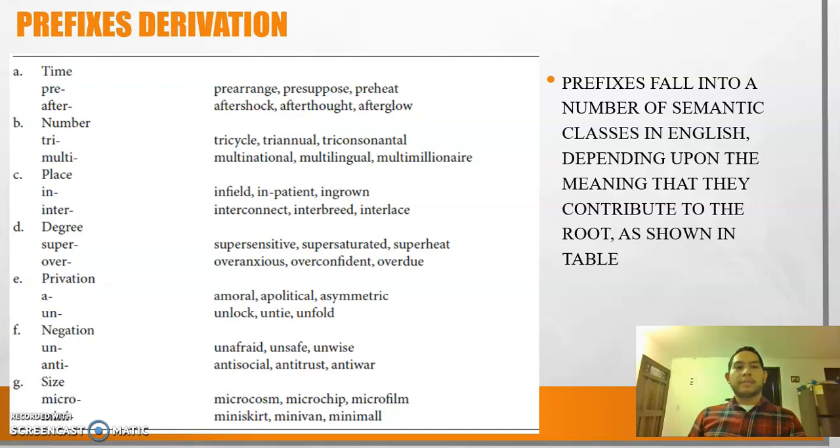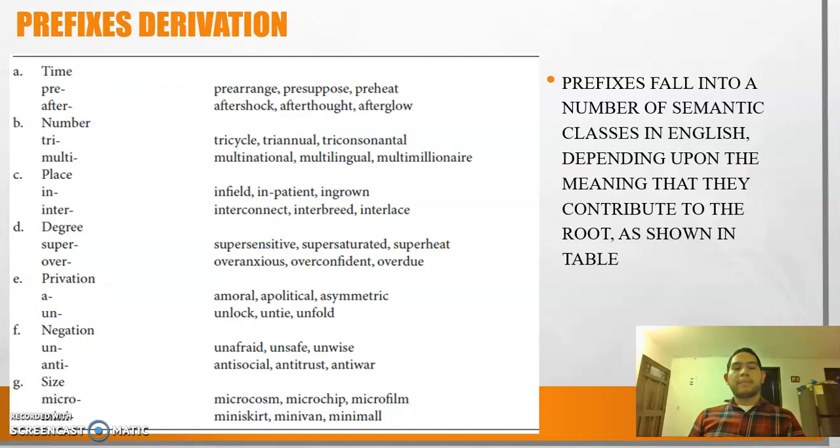Now number. For example, tri and multi. If you add multi to national, now it's multinational. It means that it's not only in one nation, but in several nations. Place, in and inter. In this case, interconnect, interbreed, infill. Degree, super, over, supersensitive, overconfidence. It means that it has a deeper degree.